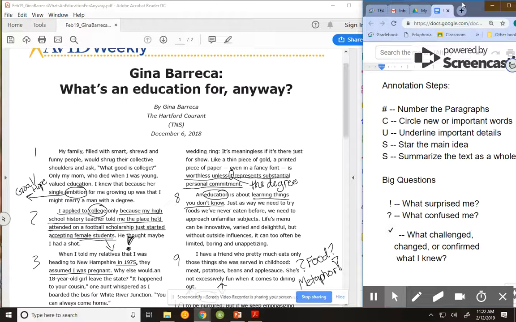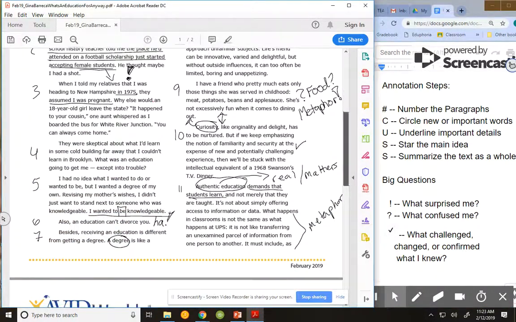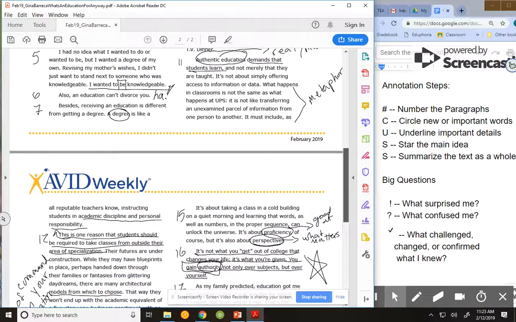If you look at our annotation steps, the process that we use is called #cuss. The kids tend to like this acronym because we usually tell them that we're going to cuss the text, and for some reason they think it's hilarious that we're going to be cussing in class. The first step is to number the paragraphs. If you look, we've already numbered the paragraphs on this document.